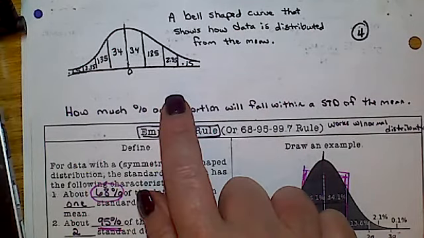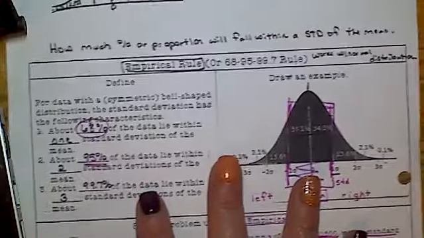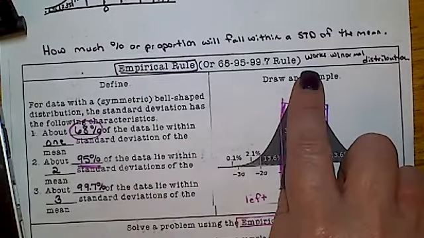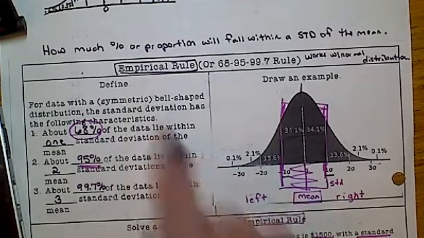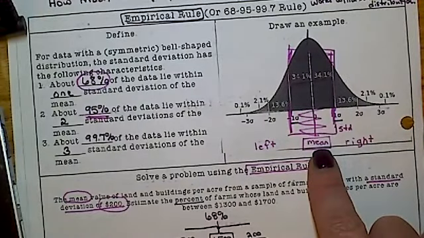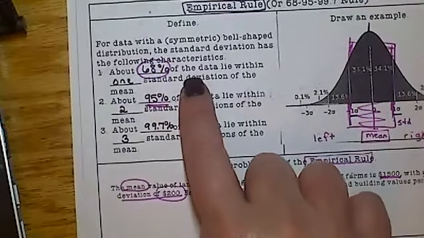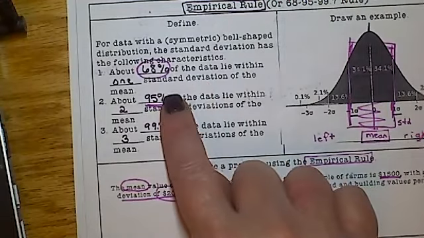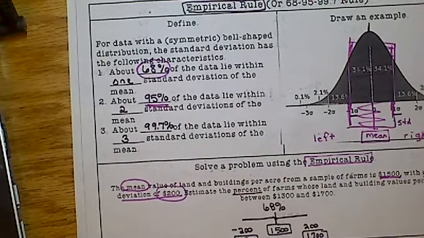Remember that it's a bell-shaped curve that shows how data is distributed from the mean. That's what the normal distribution is. When you use the empirical rule, remember that it works with just normal distribution, okay? And it's going to tell you how much percent or proportion falls within each standard deviation. So remember, your mean and your average is going to be in the middle, and then you would look left and right. So recall, this was in the information. 68% was one standard deviation, 95 was 2, and 99.7 was 3.